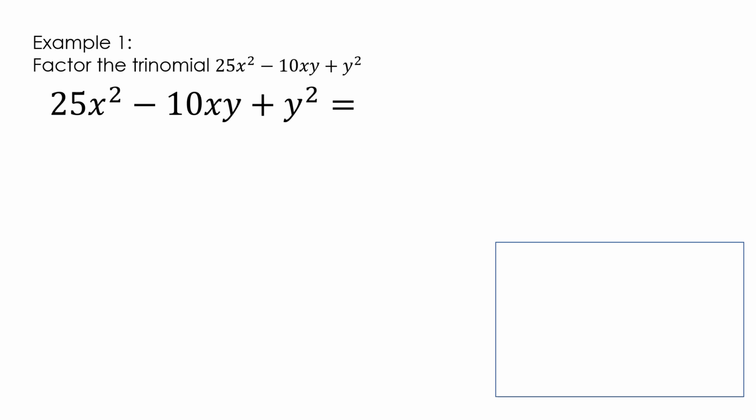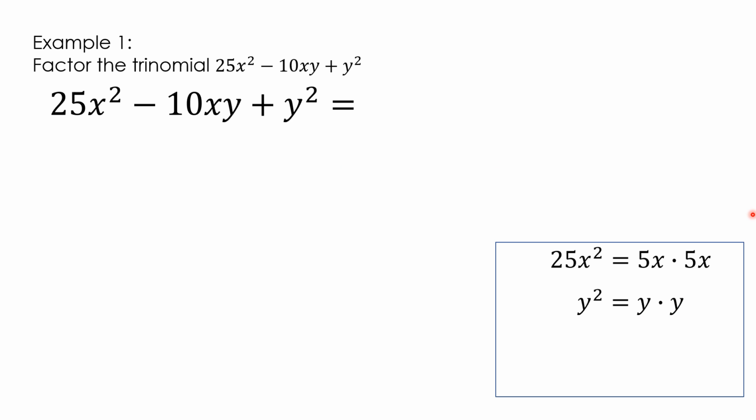Okay, so let's proceed to our example number 1. Factor the trinomial 25x squared minus 10xy plus y squared. First is to get the factors of our first term, which is 25x squared. So 25x squared is just equal to 5x times 5x. These are the factors of 25x squared. Next is to get the factors of our last term, y squared. So the factors of y squared are y times y.